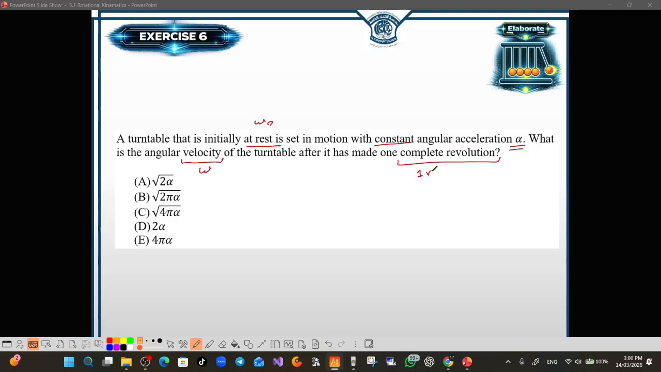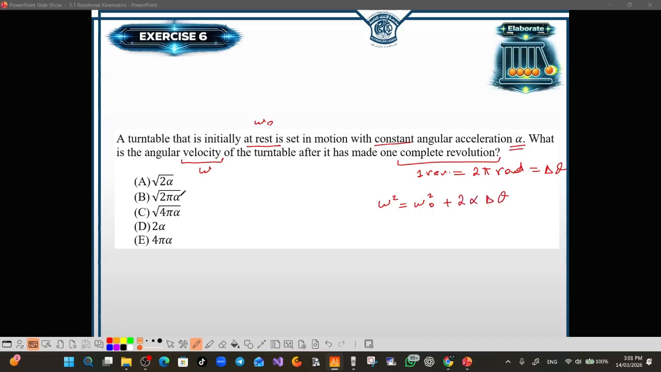We know that one complete revolution is equivalent to 2 pi rad, because one revolution represents the delta theta, or the angular displacement. Now, as we can see here, the time is not mentioned, which means we can use one of the time-independent equations, especially since the angular acceleration is constant. The time-independent equation is given by omega squared equals omega squared 0 plus 2 alpha delta theta.